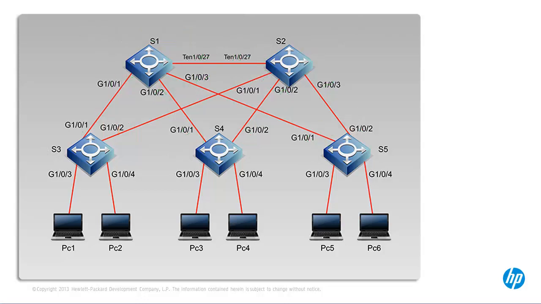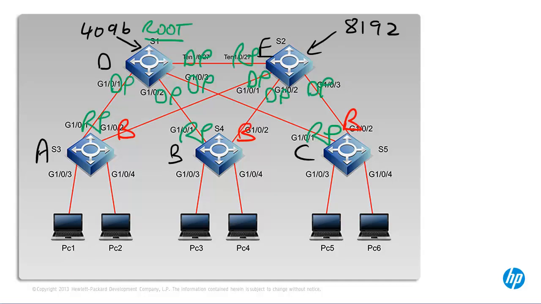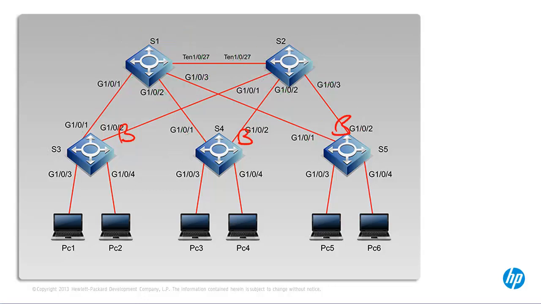So once again, here's our physical topology. The ports that are blocking are port 2 on switch 3, port 2 on switch 4, and port 2 on switch 5. Once again, we work that out by selecting root switch, root ports, designated ports, and then the blocking ports. So let's look at traffic flow.